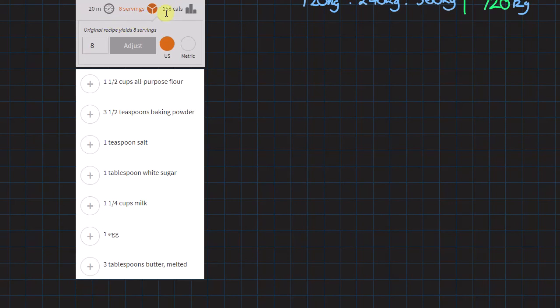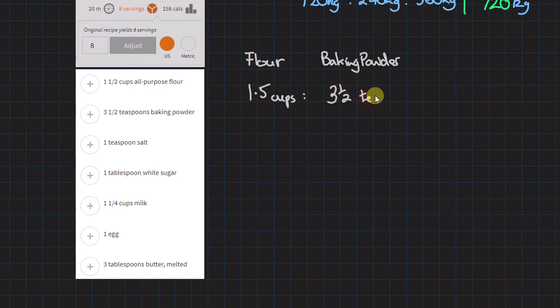This actually is a pancake mix, and it makes 8 servings, and this is how I'm going to show you another way to use this bar notation to say what it makes, what the total is. So the parts are flour, and that is now 1 1/2, 1.5 cups. We've got 3.5 teaspoons of baking powder. We need 1 teaspoon of salt. Need 1 tablespoon of sugar. So there's a lot of sugar in this.